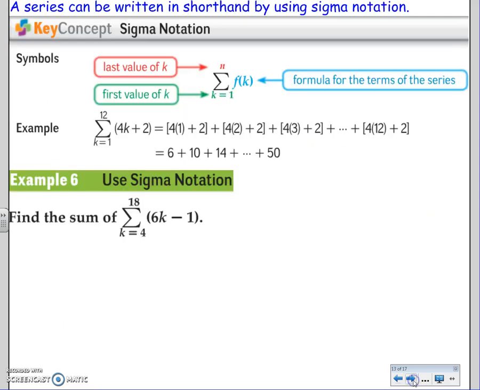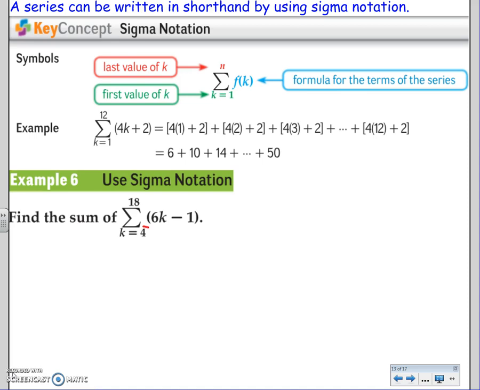All right, last example, a series can be written in shorthand by using sigma notation. It looks like this sign. It has the first value to plug in on the bottom, the last value to plug in on top, and the function or equation we're plugging into on the side. So here k, the first value is 1, plug it in into our f of k, whatever that is, and then find the last n. So here's an example, you can look at it. But we're going to start using our example 6, so find the sum of that.